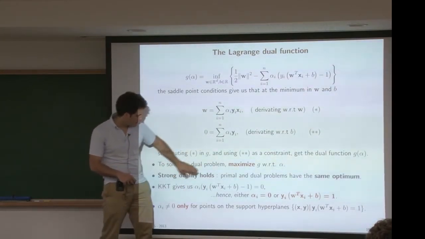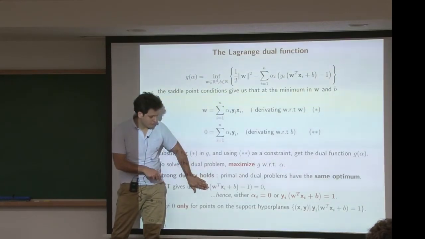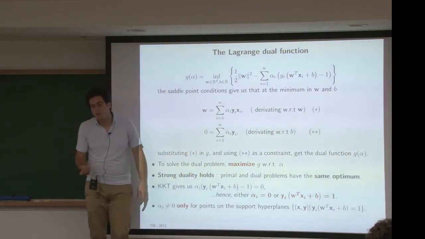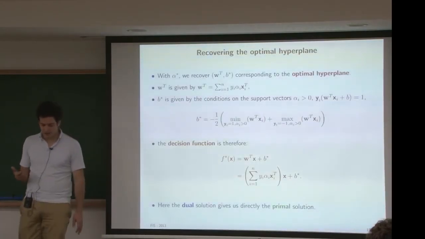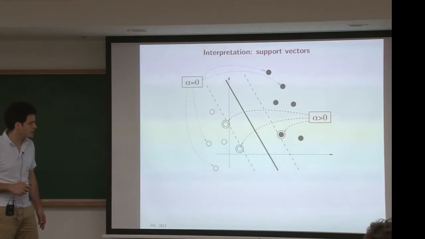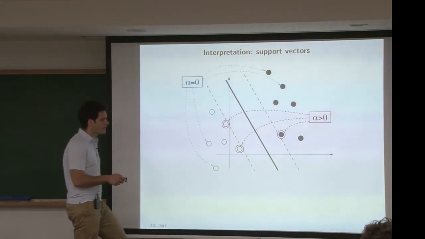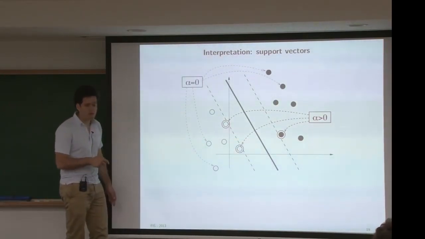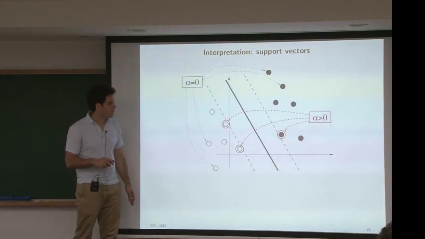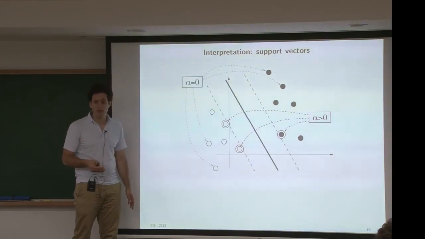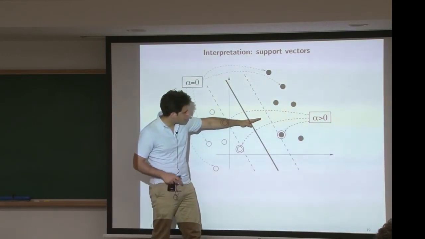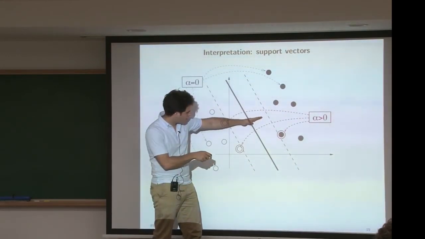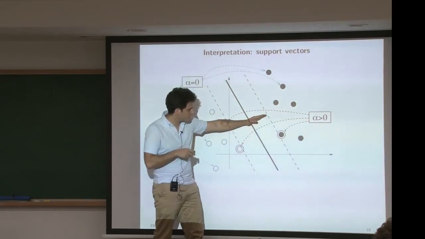If on the other hand the point here is on the tube, then alpha i will usually be strictly positive. I'm saying usually because it's not always the case, but at least those points for which alpha is strictly positive necessarily are on the tube. And all the other points here do not appear when you try to compute w. Okay? So w, the normal vector of this hyperplane, is just a linear combination of this point and this point.